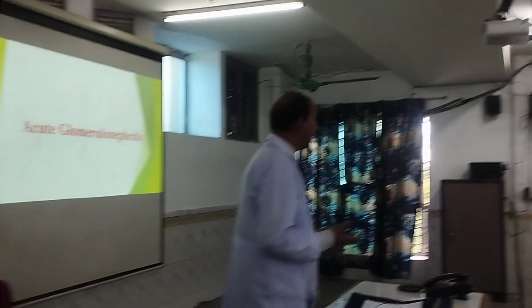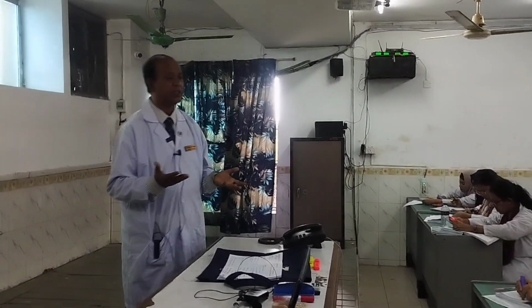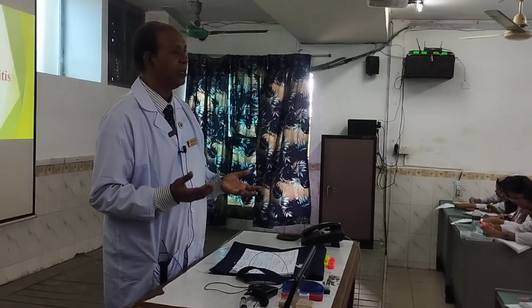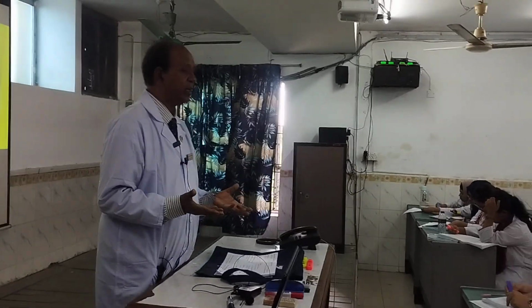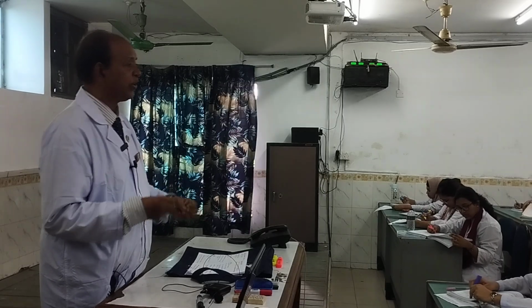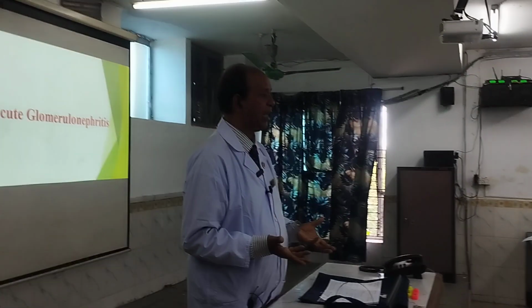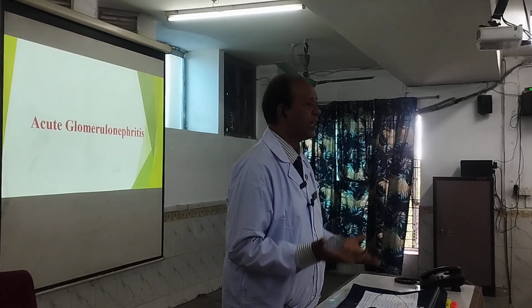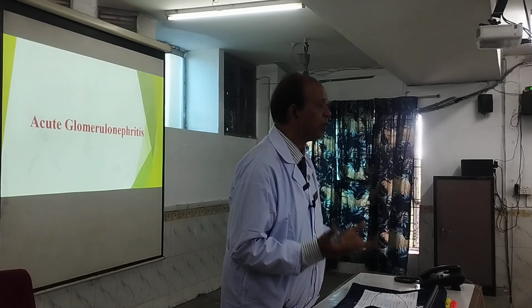Now the other one is treatment of the complications. What are the complications? First of all, due to hypertension, what will happen? Hypertensive encephalopathy, acute left ventricular failure, acute renal failure, acid-base imbalance, then dyselectrolytemia. This is the treatment of the complications.